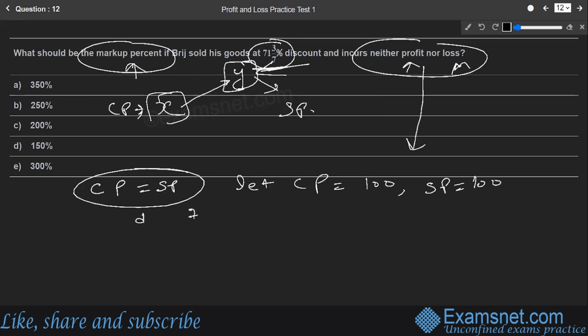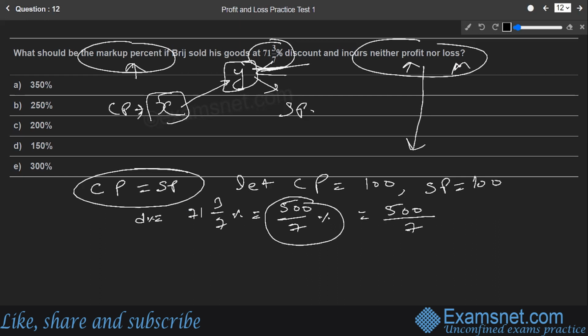So the discount percentage is 71 3 by 7%. If we convert this into a simple fraction, this is nothing but 500 by 7%. Now 500 by 7% is the value. Percent is nothing but 1 by 100. So 500 by 7 into 1 by 100.